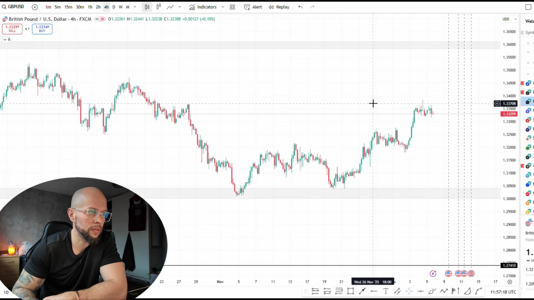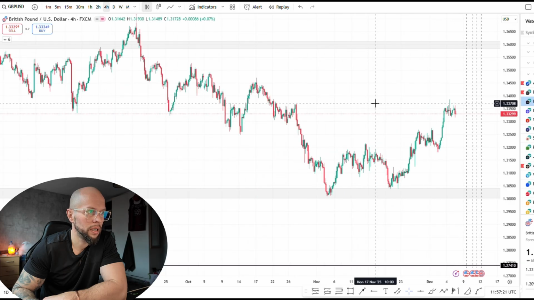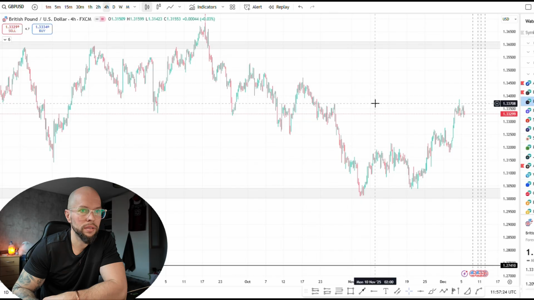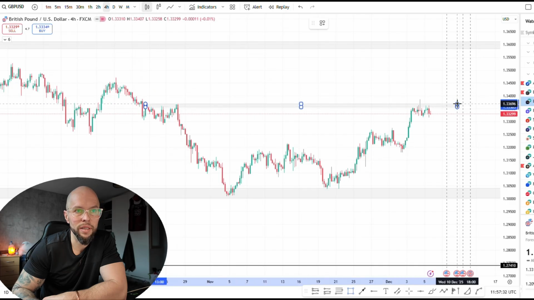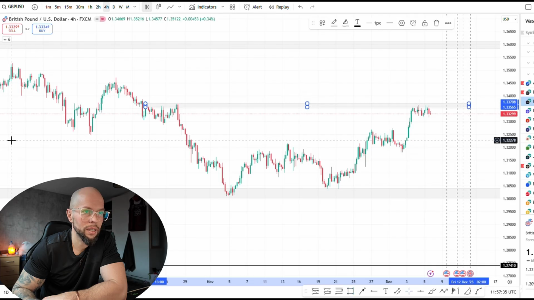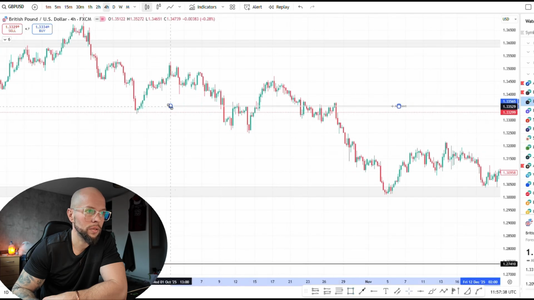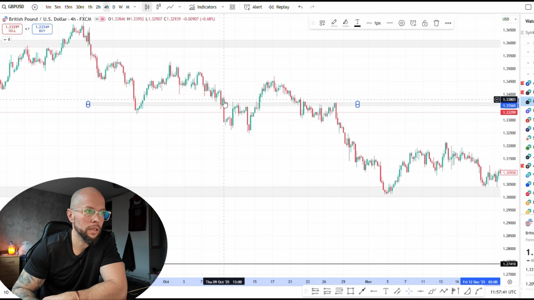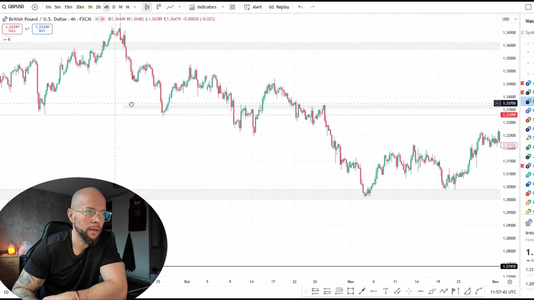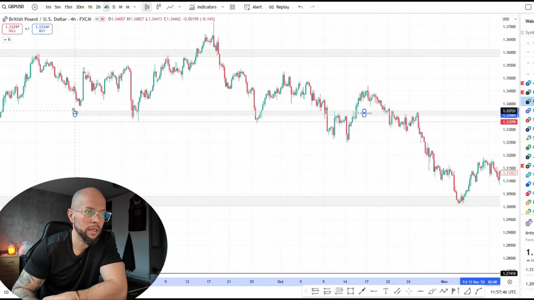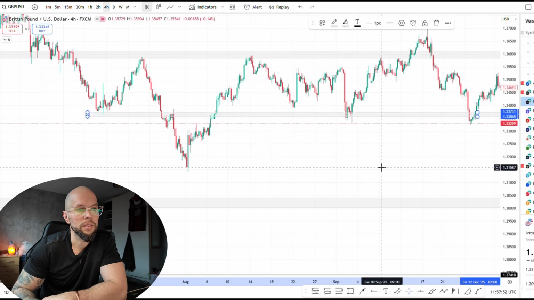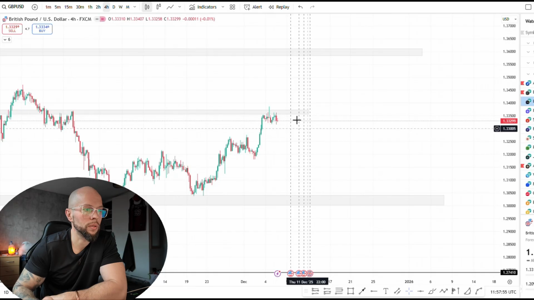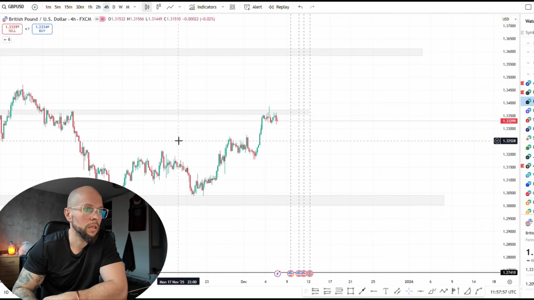Look at this reaction from this level. Again, everything validates this level, right? Because if I mark it from here, I love what I like to do. I like to go all the way back and see if this level actually validates. Yeah, so look at this reaction over here. So we have a reaction over here. Look at this. Boom. So this is another confirmation that we have a valid support resistance level, sorry.